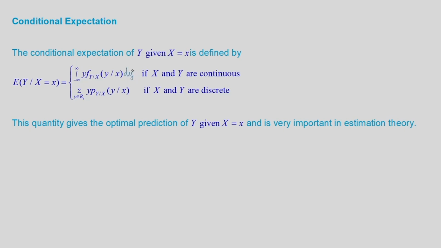Similarly, if we have to take the sum in the case of discrete random variable, this is y multiplied by the probability mass function of y given that x is equal to small x. So, that way we can determine the conditional PMF, we can determine the conditional expectation, and it has importance in estimation theory, because this conditional expectation gives the optimal prediction of y given x is equal to small x. What is optimal, we have to explain further, and therefore, it is very important in estimation theory.